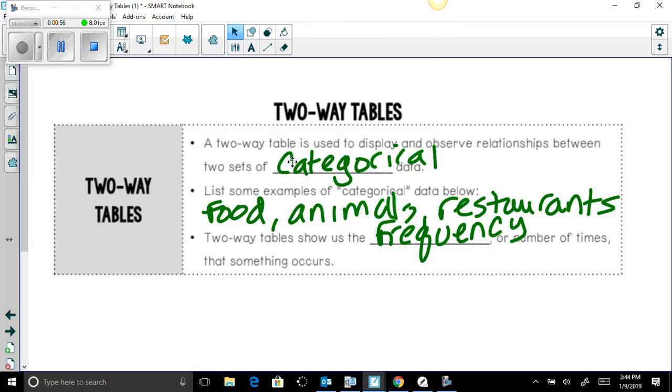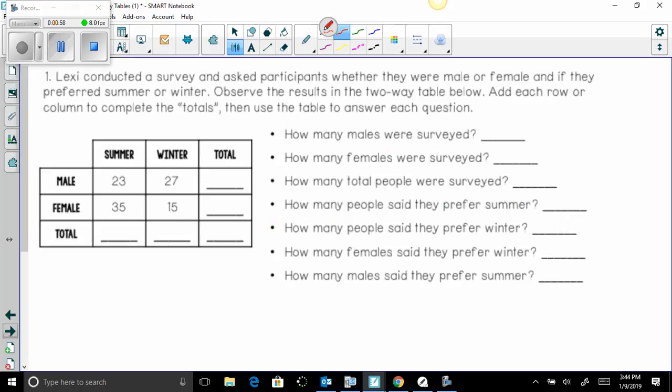So let's go ahead and look at the first example. Lexi conducted a survey and asked participants whether they were male or female and if they preferred summer or winter. Overall, the results are in the two-way table below. Add each row or column to complete the total, then use the table to answer each question. So, 23 males preferred summer. 27 males preferred winter. How many total males is that?